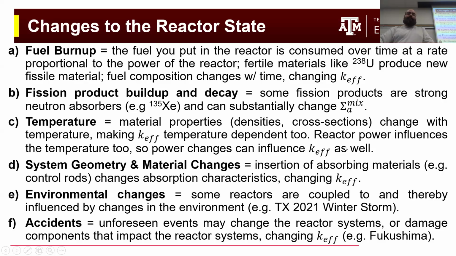So all of those things can influence K effective, the geometry of our system, and also any material changes to our system. Like if we insert a control rod into our reactor, that is changing the material kind of makeup of our core, which is going to change the absorption characteristics, which will change K effective. And the reverse is true too. If you just remove a control rod really quickly from the reactor, then you're reducing the absorption, which could make your reactor go supercritical.